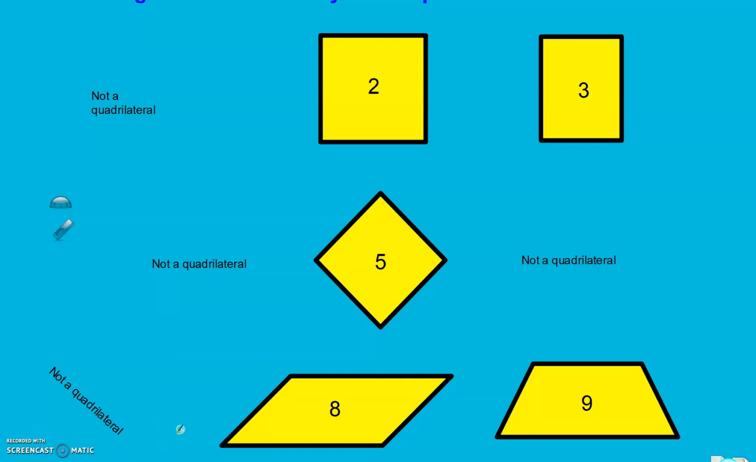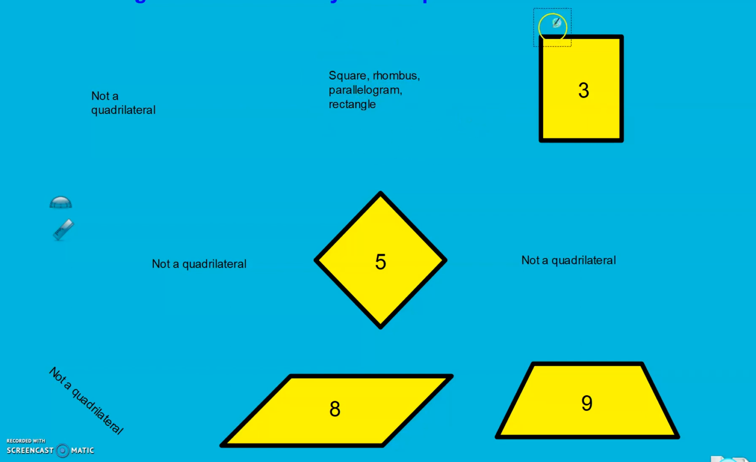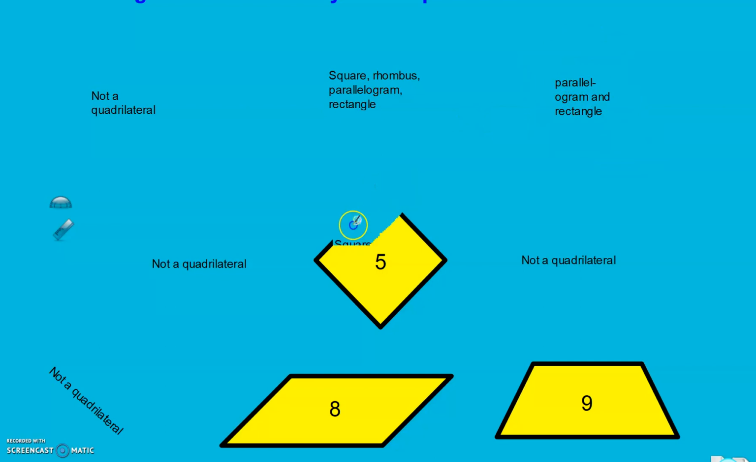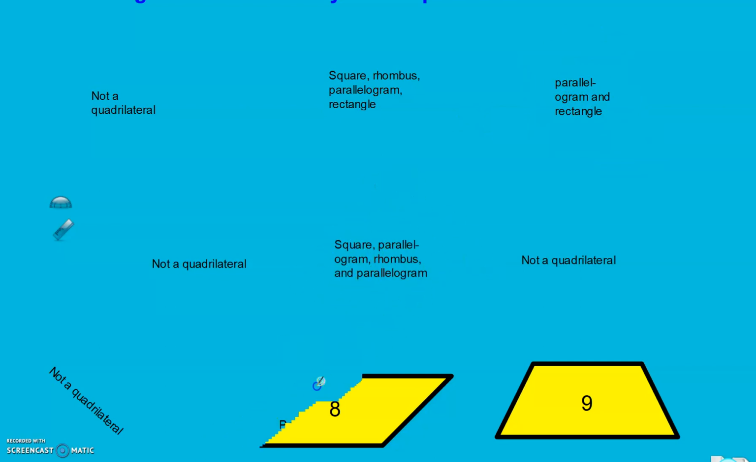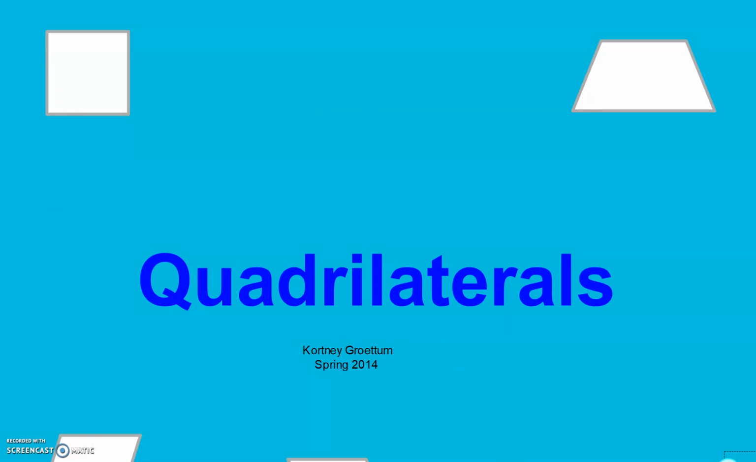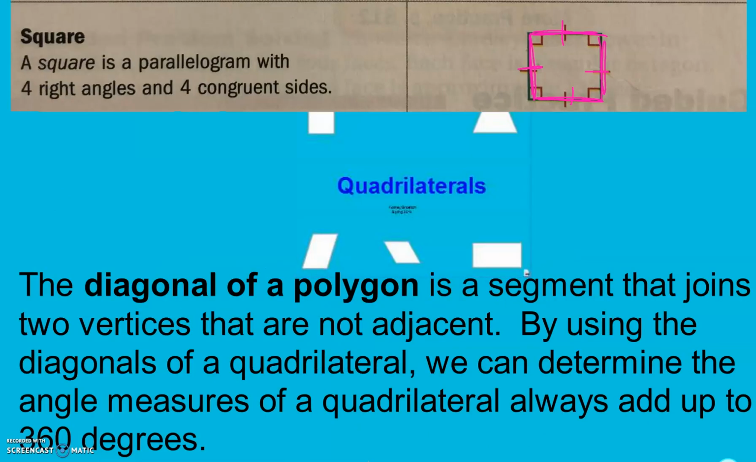So 2 is a square, rectangle, parallelogram, rhombus. Here we have a rectangle or a parallelogram. Square, rhombus, rectangle, parallelogram, and trapezoid. And I will finish in another video.